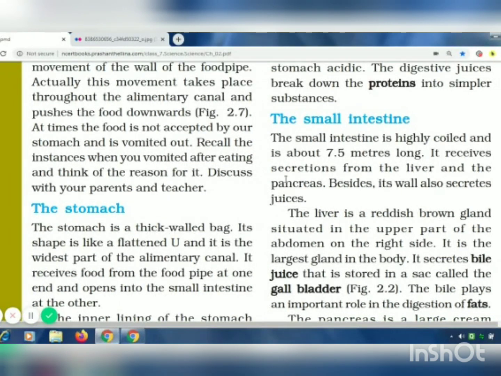Up till now, we discussed three compartments of the alimentary canal: the buccal cavity, the esophagus or food pipe, and the stomach. Now, the next one is the small intestine. The small intestine is highly coiled and is about 7.5 meters long. This is an important point. It receives secretions from the liver and the pancreas.